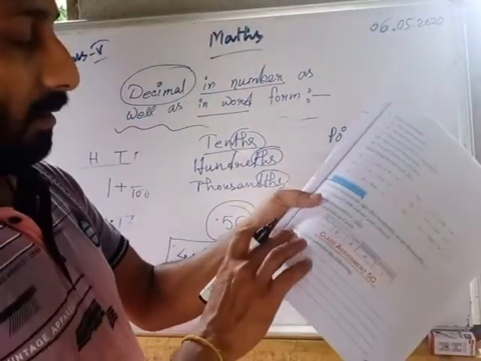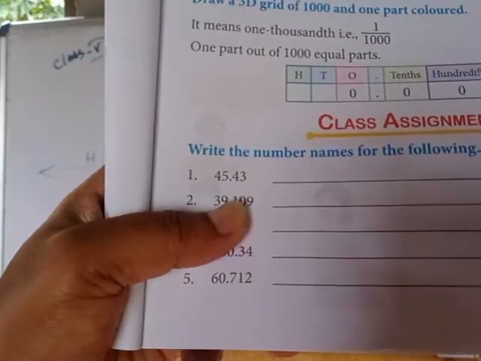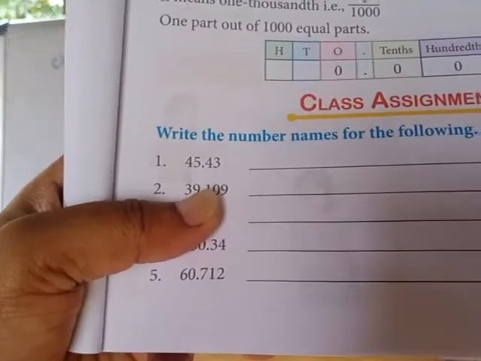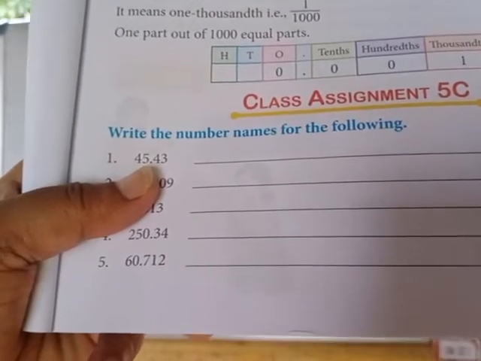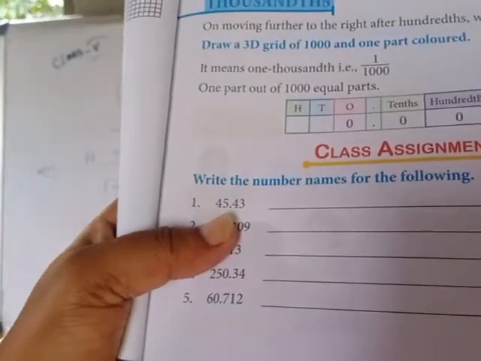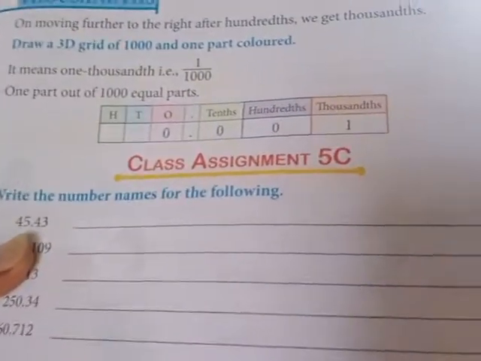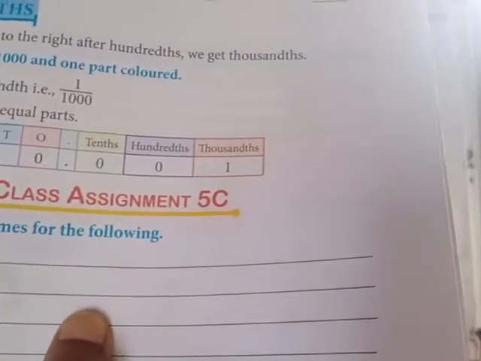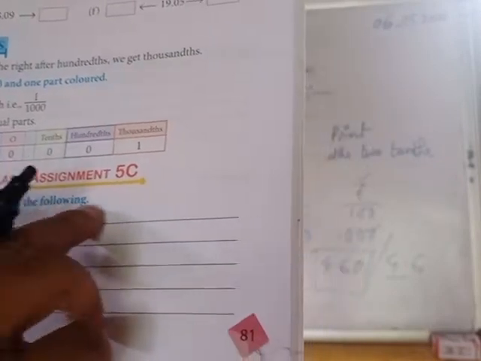Okay. Write the number names for the following. Write the number names. That means write over here 45.43. So we should write here 45.4 tenths and 3 ones. Also we should write here 45.43 hundredths. Not like this. We should write here 45.4 tenths and 3 hundredths. Okay, so we should write here.